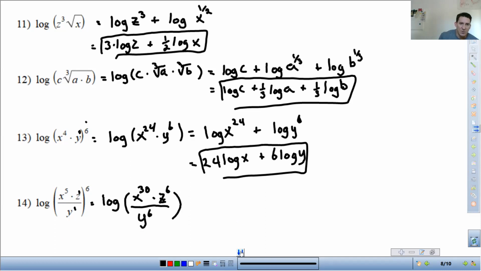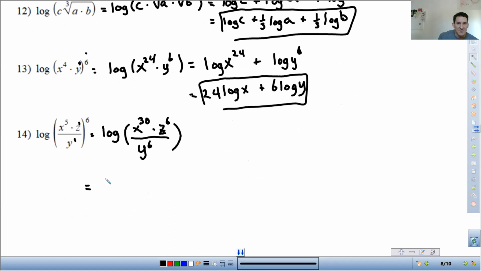And so now I'm going to expand that, so it's going to be log of x to the 30th times y to the 30th, so that's going to be plus, oh, excuse me, log of z to the 6th. Since this y is on the bottom, we're dividing by that. I'm going to subtract the log of y to the 6th.